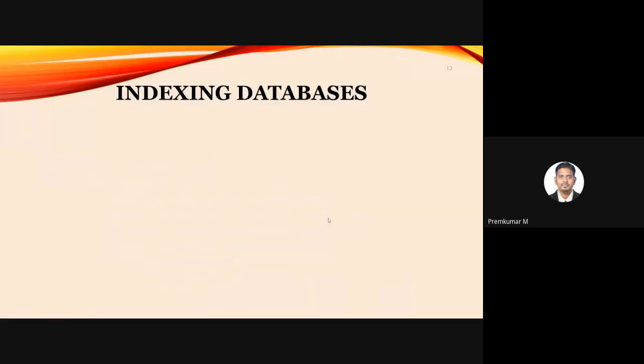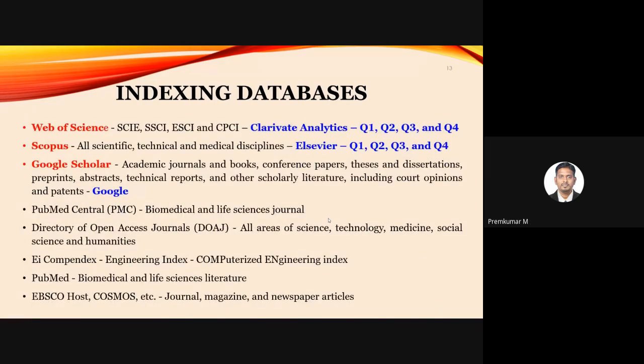Yes, now the indexing databases. As I told you, the prestige of the journal is determined by the indexing databases. So many indexing databases are available. A few of the well known indexing databases are Web of Science, Scopus, and Google Scholar. Apart from that, many other indexing databases are available.